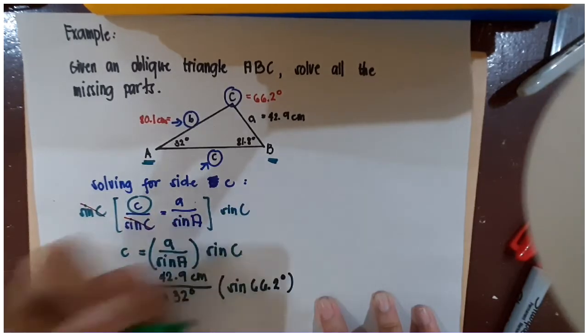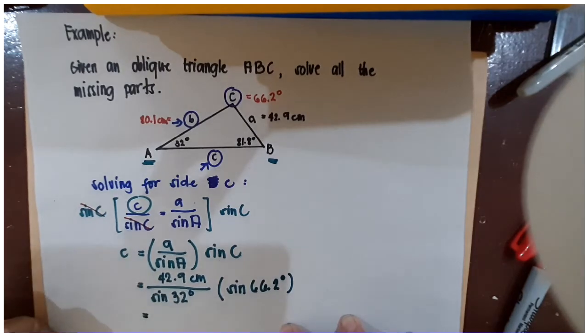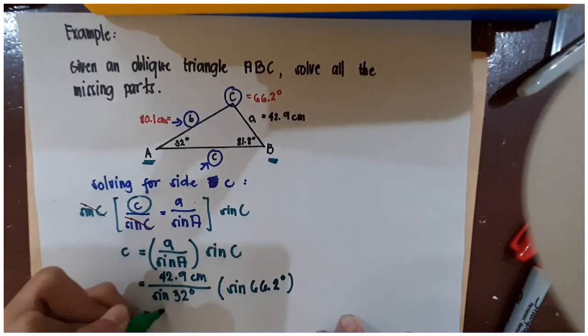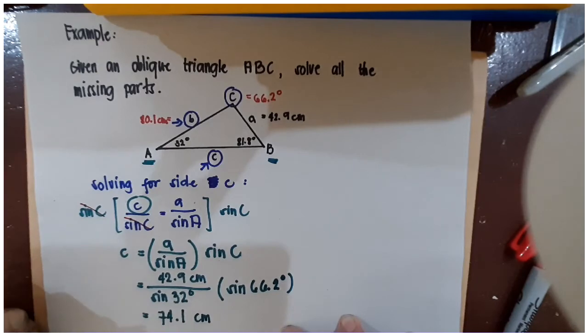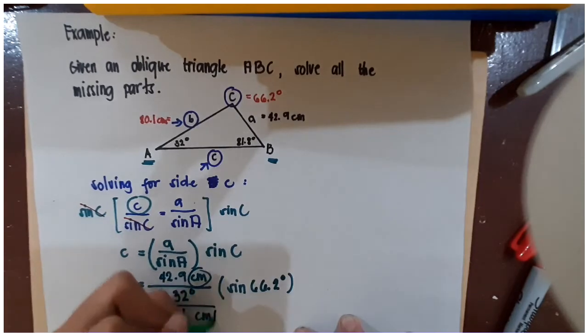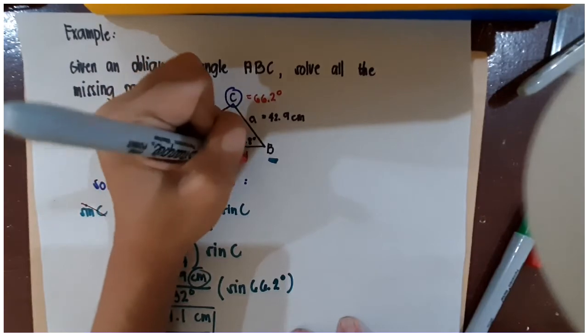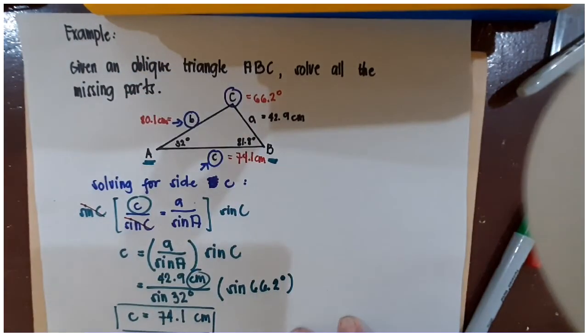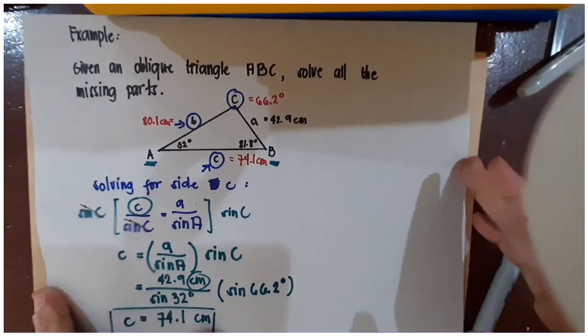Okay, this is from the angle C that we solved earlier. So, you will get 74.1 cm. Okay. So, the cm is retained. So, this is your C. I'll write here C is equal to 74.1 cm. Okay. So, that's how you use your law of sines.